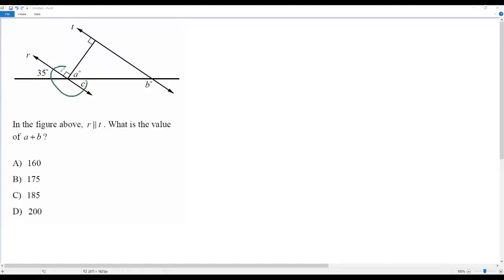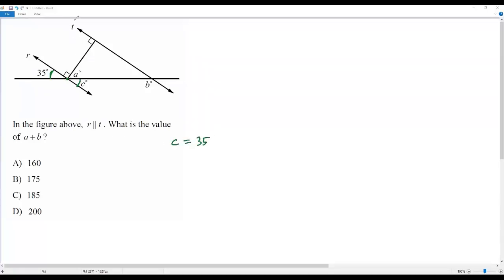Okay, so look at the picture over here. The measure of the angle over here is 35 degrees. Then what is the measure of angle C? Here at this point, the two lines are intersecting, and 35 degrees and C degrees are vertically opposite angles. Whenever two lines intersect, the two angles opposite to each other at the point of intersection are called vertically opposite angles, and they are always equal in measure. So the value of C is 35.